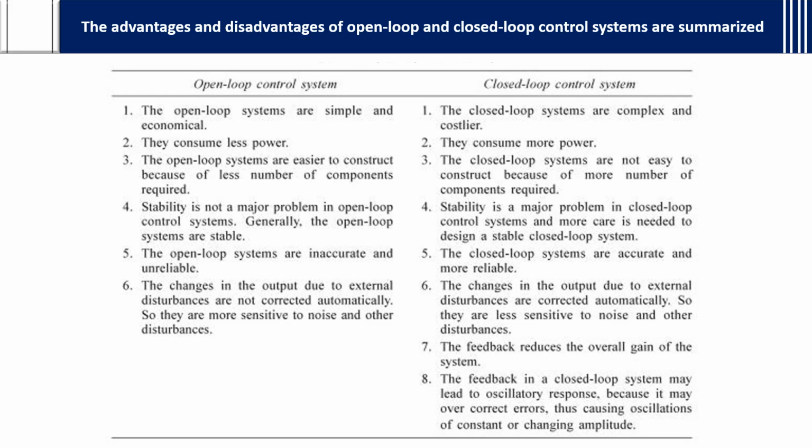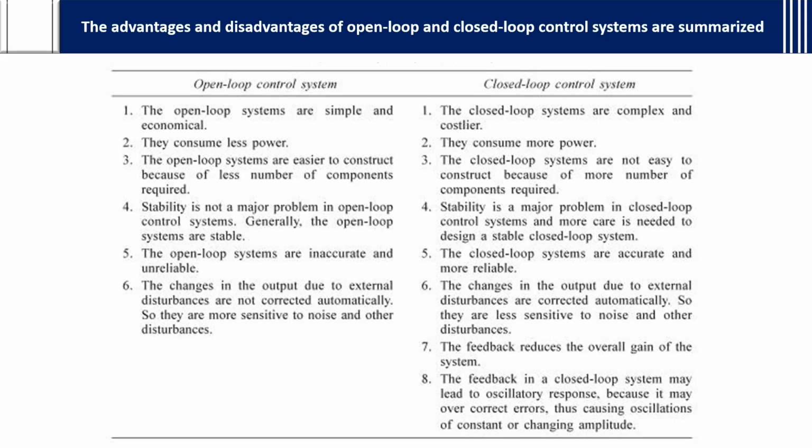See, this summary and the examples which I told in the previous slide can be written as the differences between open loop and closed loop control systems if asked. Those examples can also be written, and these points can also be written, for the difference between open loop and closed loop control systems. First we will see that open loop systems are simple and economical.